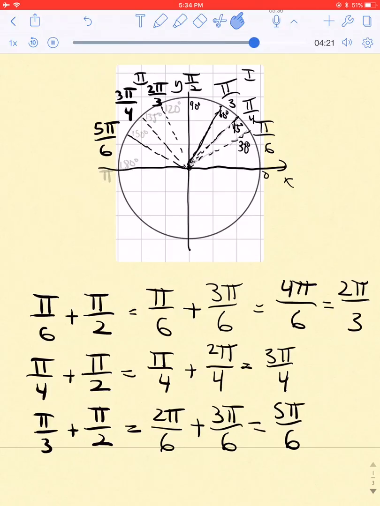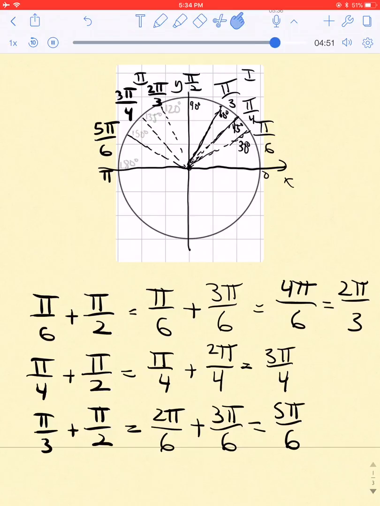So now we see, because we know that this is in radians, over here is pi radians. Now we have the second quadrant reflections of the first quadrant reflected about the y-axis by adding pi over 2 radians to each initial angle measurement in the first quadrant.